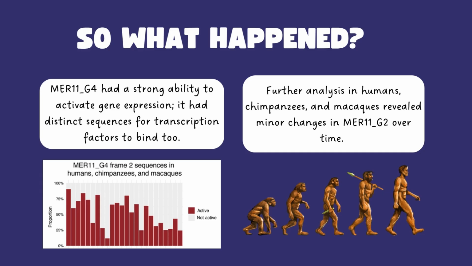So, what happened? MER11G4 had a strong ability to activate gene expression. It had distinct regulatory motifs for transcription factors to bind to. Further analysis in humans, chimpanzees, and monkeys revealed minor changes in MER11G2 over time. In humans and chimpanzees, some sequences actually gain mutations that could increase their regulatory potential.